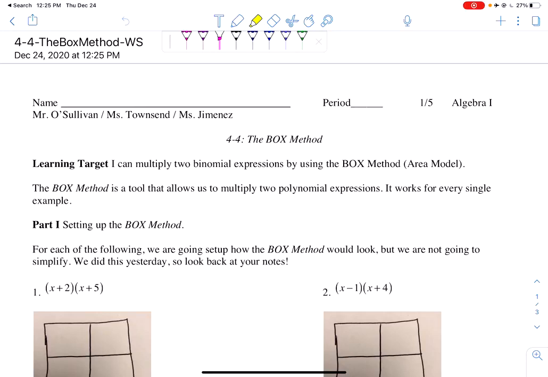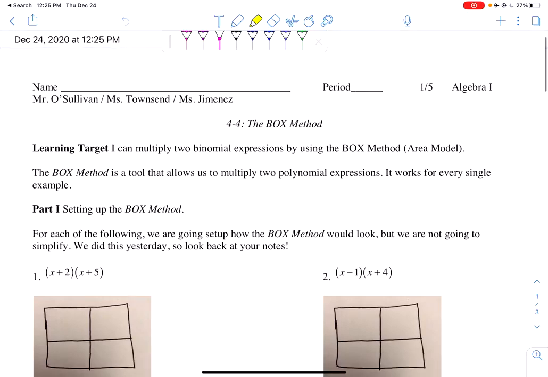And we use it to multiply basically polynomial expressions because it's much easier than using distribution and FOIL and all that stuff, because then your work is going to look pretty messy. So today's learning target is, I can multiply two binomial expressions by using the box method or the area model.